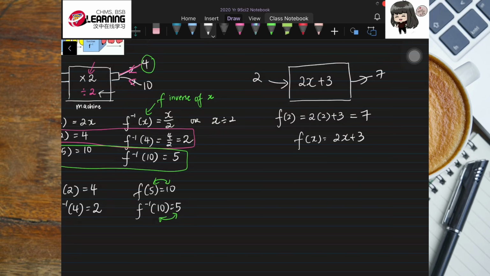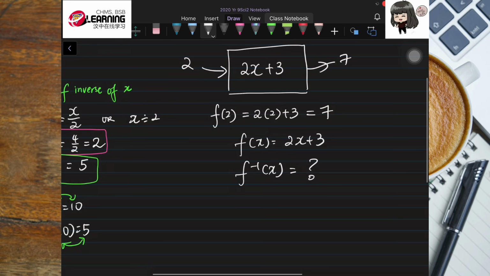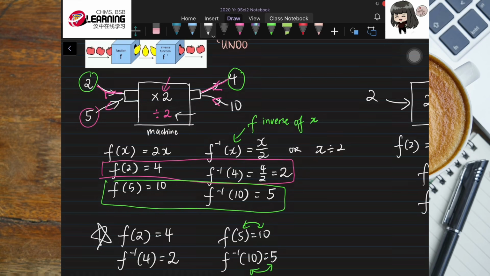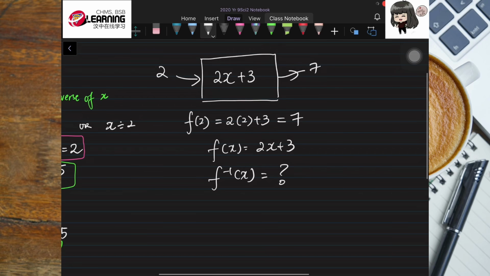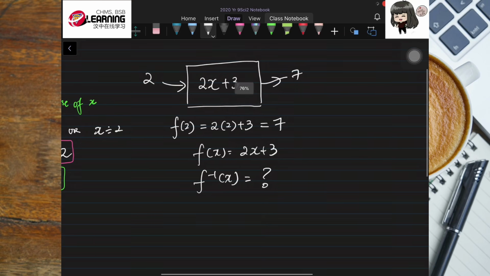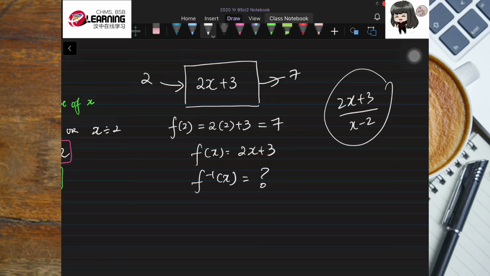But how are you going to find a rule or a function that's denoted as inverse, f inverse? So f inverse, what can you write it as? What is the expression of f inverse here? Unlike this one, times 2 becomes divide 2, right? It's much easier. But when it comes to this, it can be as complicated as, for example, 2x plus 3 over x minus 2. How are you going to write a rule that is the inverse function for it?